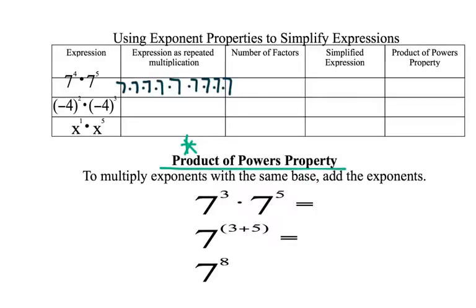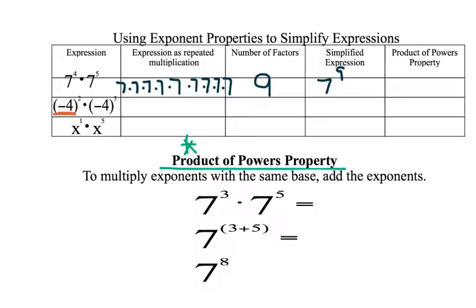Now I'm going to look at how many factors there are. 1, 2, 3, 4, 5, 6, 7, 8, 9. So there are 9 factors, or 9 times that you multiply 7, and so the simplified expression looks like this, 7 to the 9th power. This product of powers property we're going to ignore for a minute. Let's look at the next one.